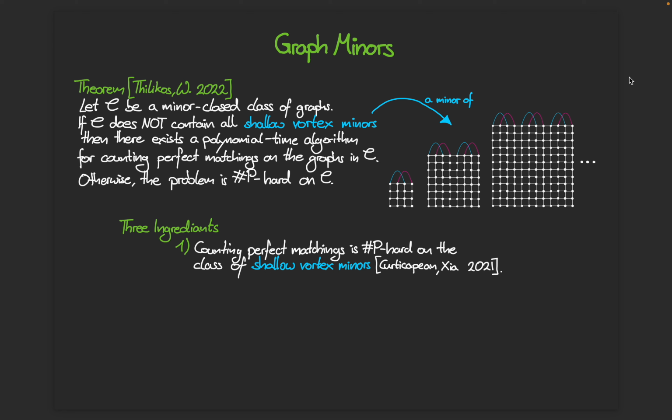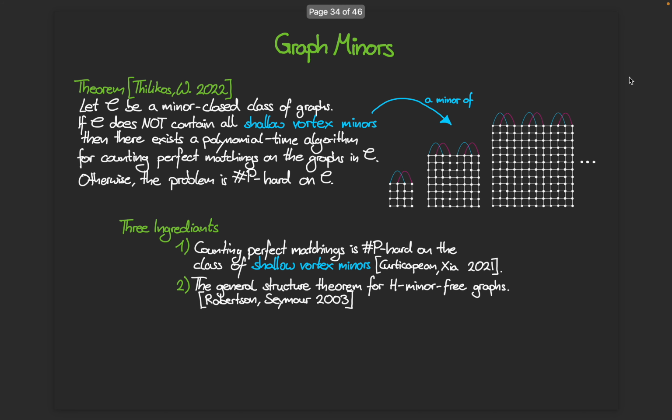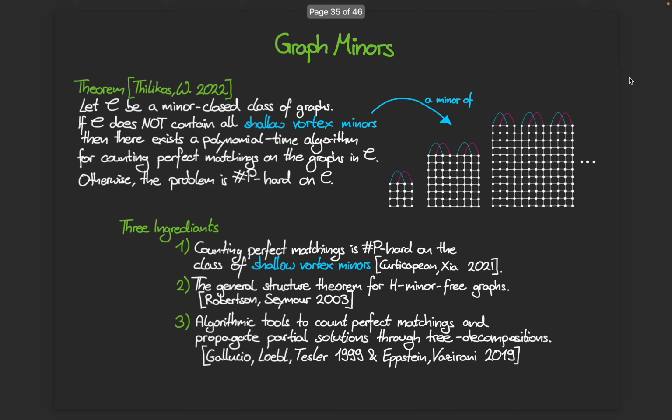First, we need the hardness result, that counting perfect matchings is hard on shallow vortex minors. This was proven by Curticapean and Xia, 2021. Then we need, as the theoretical foundation of everything, the general structure theorem for H-minor-free graphs, proven by Robertson and Seymour in their monumental graph minors structure series.